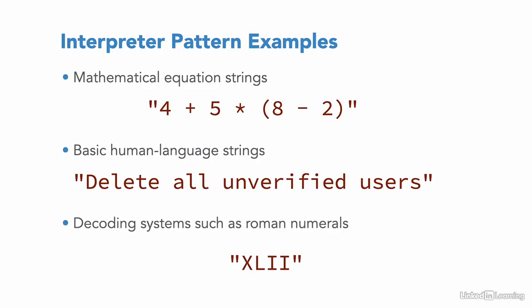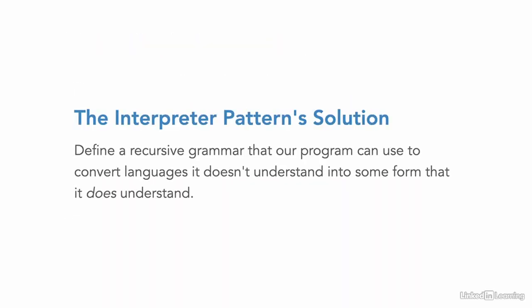And just one last example of this would be if we needed to decode some kind of system, such as Roman numerals, and parse those into machine-readable numbers. So in all those situations that we just talked about, we can generally use the interpreter pattern to define what's referred to as a grammar that our program can then use to transform things that it doesn't understand, such as basic English expressions or Roman numerals, into things that it does understand.